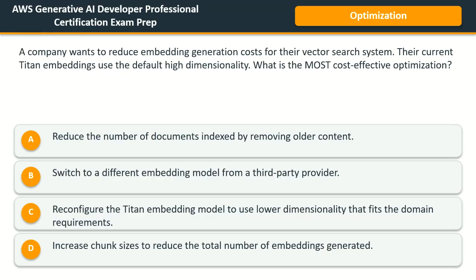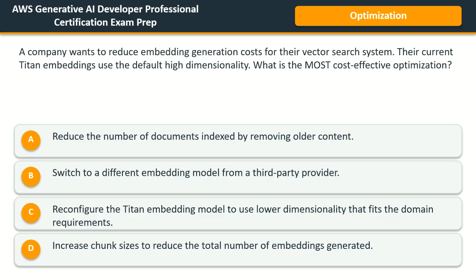Option A is incorrect because it suggests removing older content. That does reduce cost, but it does so by reducing system value. The question asks for optimization, not degradation. Removing data is almost never the best architectural answer.